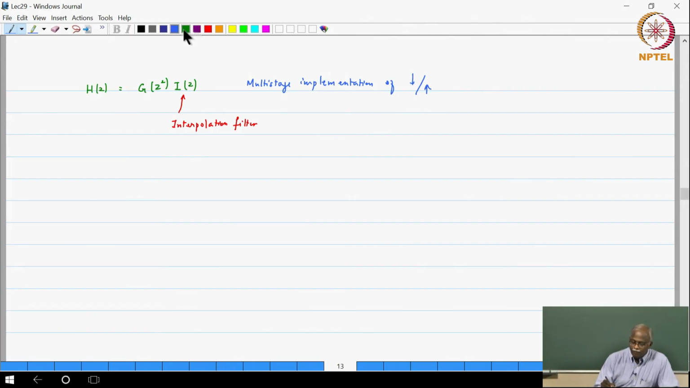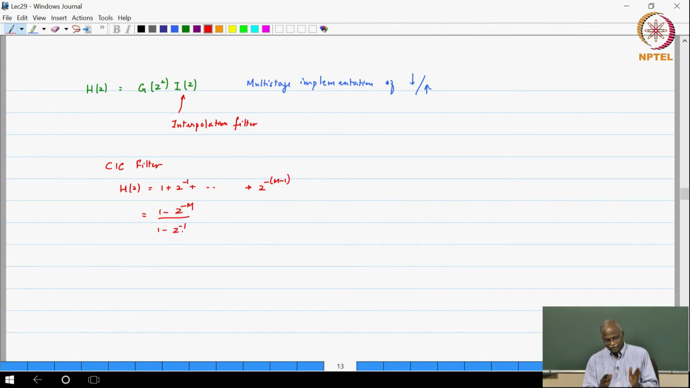A filter that is commonly used as an interpolation filter is the cascaded integrator comb filter, which is nothing but the rectangular window, 1 plus z inverse plus up to z power minus (m minus 1), which is 1 minus z power minus m divided by 1 minus z inverse. You can apply it for upsampling or downsampling. You can cascade many of these filters and still take advantage of their computational efficiencies. So, that pretty much summarizes the multirate part.